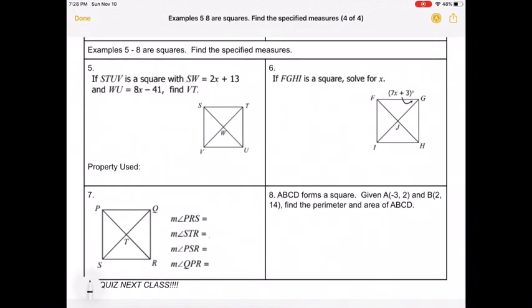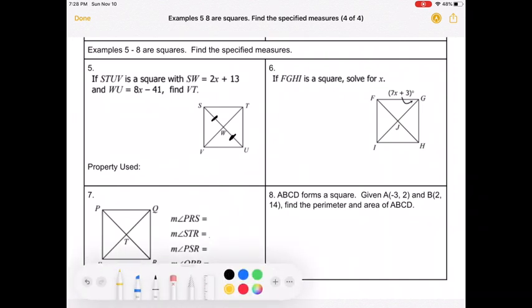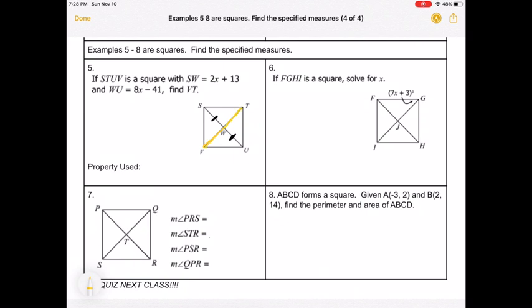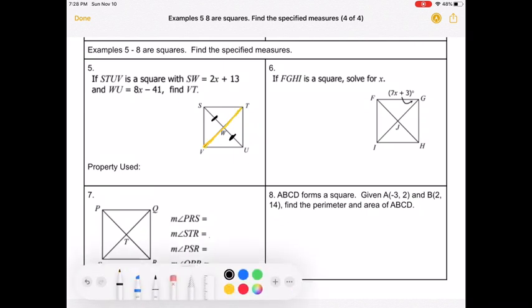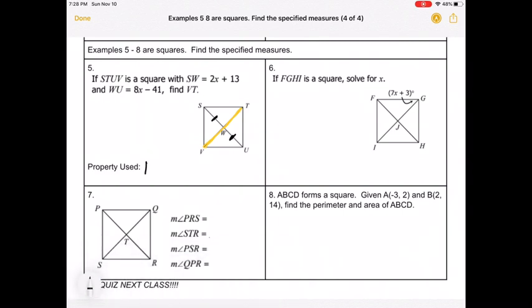Okay, into the square problems. So if STUV is a square, SW is 2x plus 13, and WU is 8x minus 41. Find VT. So how are SW and WU related? They're equal, and they're equal because diagonals bisect. So it cuts those two in half, making them be the same amount.